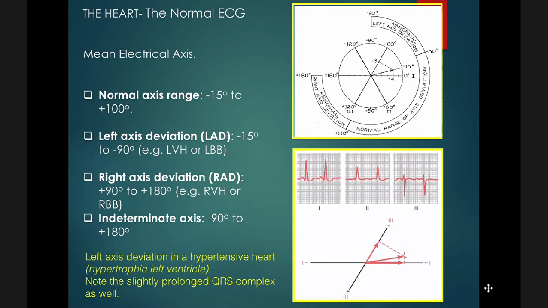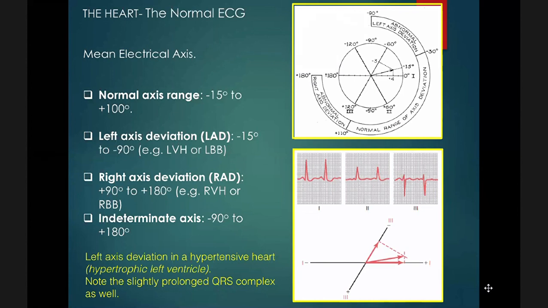So for example, if the axis is towards the left, think of left ventricular hypertrophy. And if the axis is more towards the right, think of right ventricular hypertrophy. Kasi nga, if, for example, the RV is enlarged and thickened, the vector will move to the right. So the overall axis will now move beyond 100. So it will show a right axis deviation. And if the LV is dilated and hypertrophied, it will move the axis towards the left, beyond negative 15. And so it will show a left axis deviation.